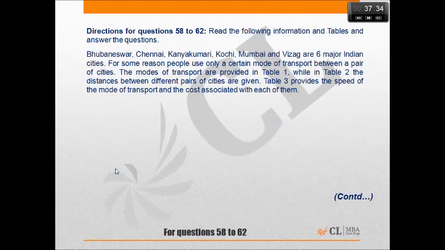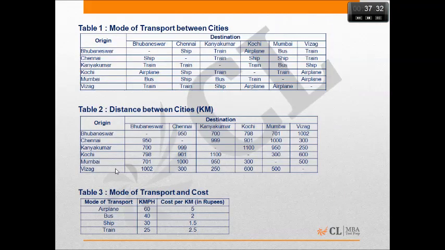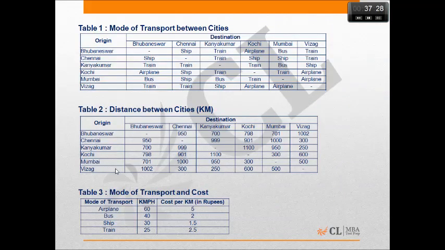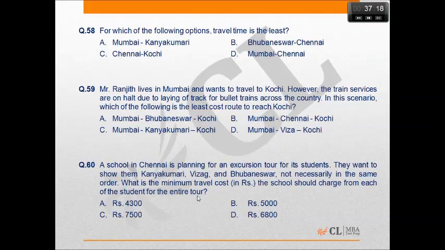Let me quickly look at the data sets. Travel time is the least. So what is this? Mode of transport is given between various cities, along with distance between cities. Then kilometer speed. Okay, speed and cost is given. In which of the following options is travel time the least? That can be checked out because these are two specific points only.